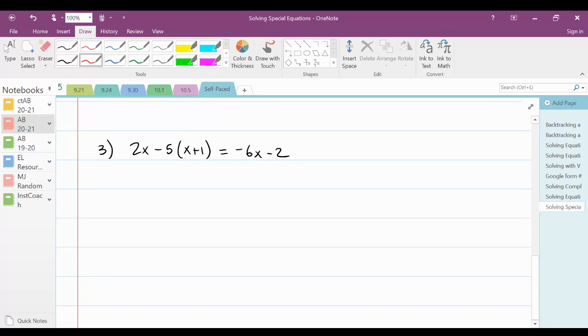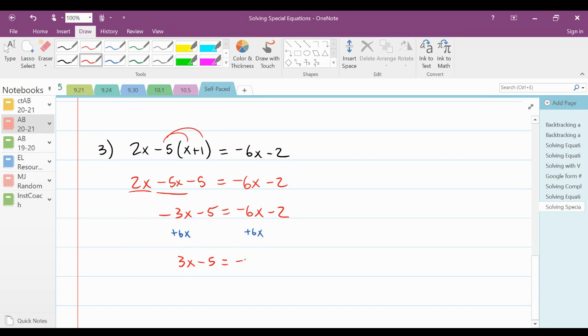I'm going to copy down number 3, pause if you need to. As we solve this equation, I'm left with 2x, distribute my -5, minus 5x minus 5 equals -6x minus 2. Combine my like terms here, that's -3x minus 5 equals -6x minus 2. All right, different amounts of the variable on both sides, so this seems to be kind of like our normal equations. I'm going to get the variable on one side by adding 6x to try and keep that variable term positive. -3x plus 6x is 3x.